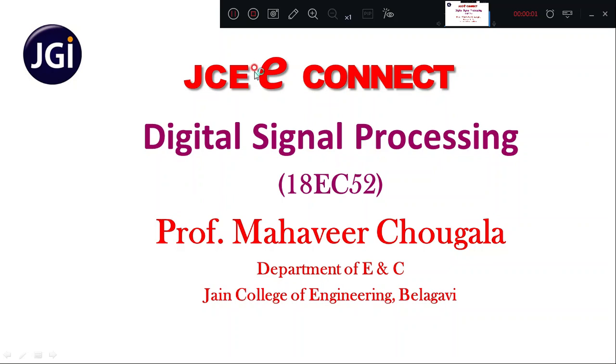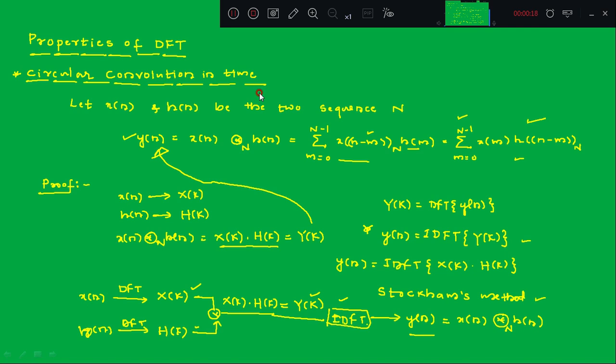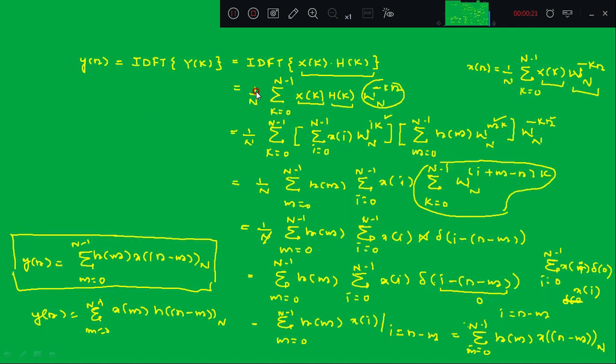So here let us see how to find the circular convolution between two sequences using different methods. Let us first discuss the time domain method, which is the conventional convolution method between the two sequences. In the problem statement they will give the two sequences and you have to find the circular convolution between those two sequences by using any method.